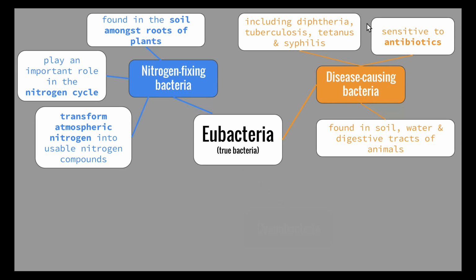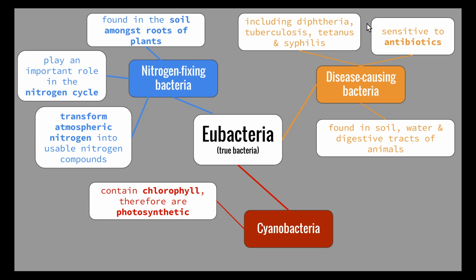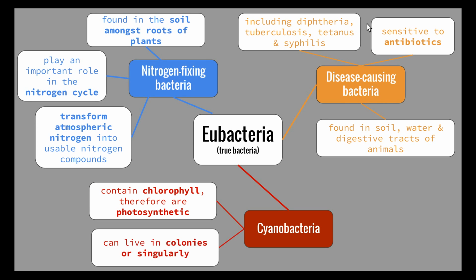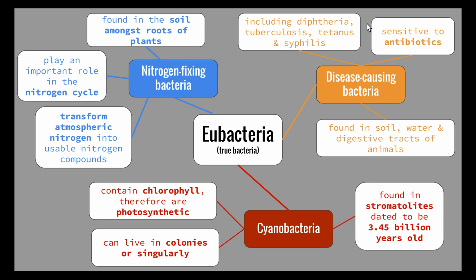And the last group of Eubacteria are the cyanobacteria. We've mentioned these a few times throughout this topic so far, and we know that they contain chlorophyll and therefore are photosynthetic. And as we've talked about, these were the first ones that started to produce the free oxygen that started the real cycle of evolution. They can live in colonies or singularly, and they are found in stromatolites dated to be about 3.45 billion years old. So the earliest evidence of cyanobacteria is 3.45 billion years old in stromatolites that have been found in Western Australia.